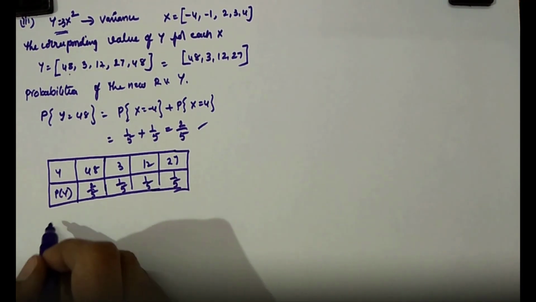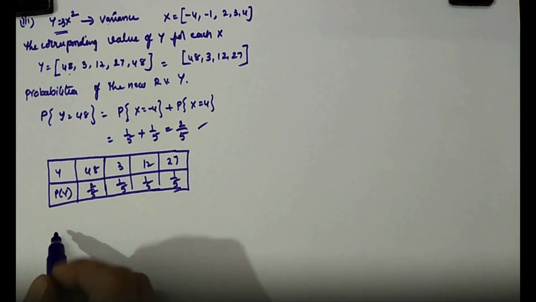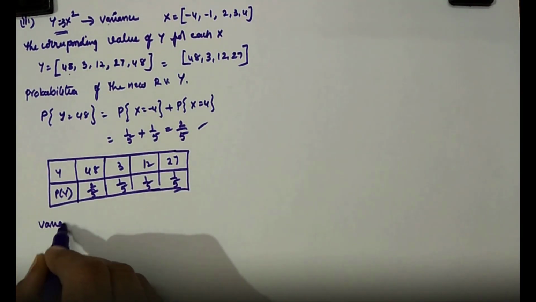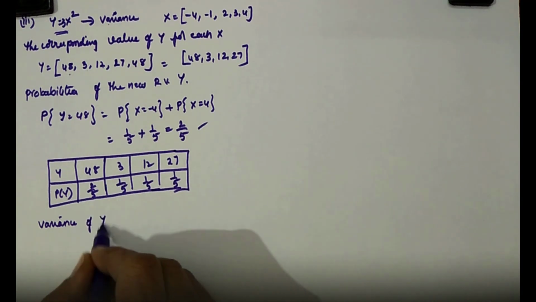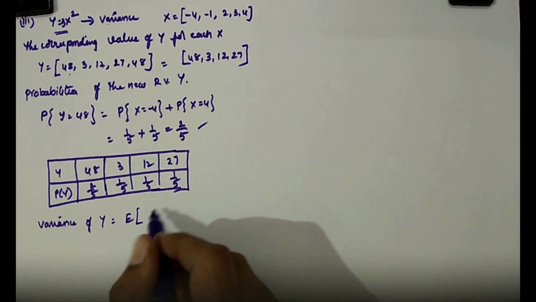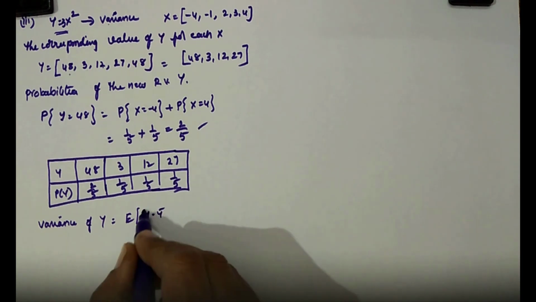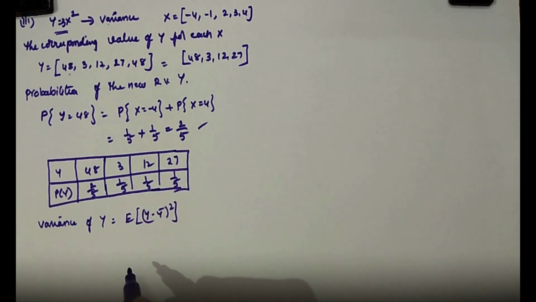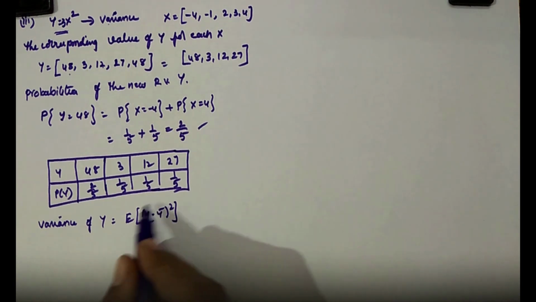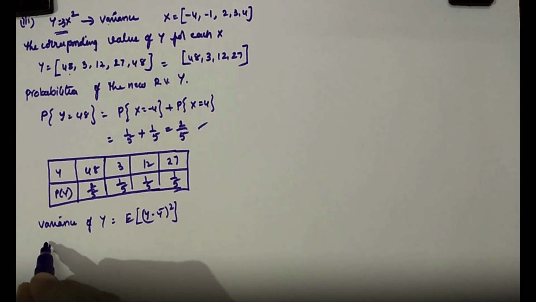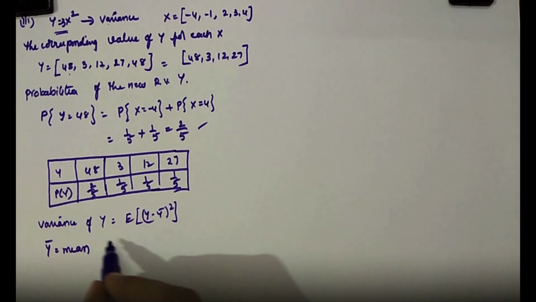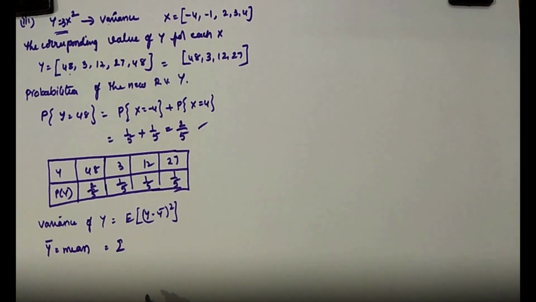Now for this, you have to find the variance. What is the formula for variance? Variance of y is equal to E of (y minus y bar) square. Then to find this, what do you first need? You need y bar. Y bar means mean. You all know the formula: sigma i is from 1 to n, xi into p of xi. This is the new random variable, so it is sigma i is from 1 to n, yi into p of yi.